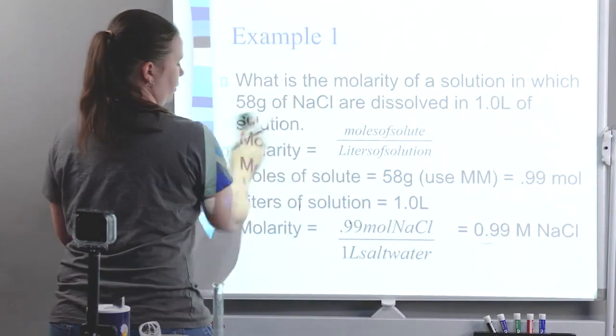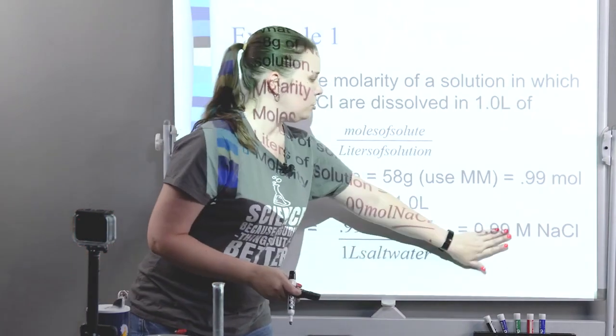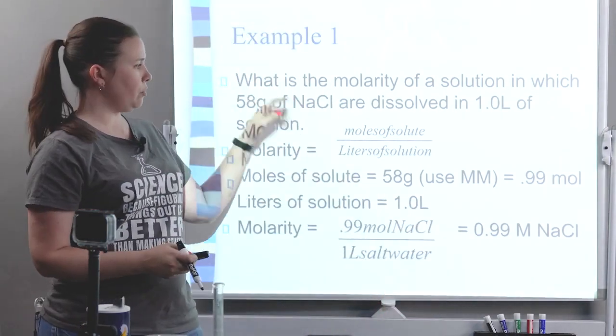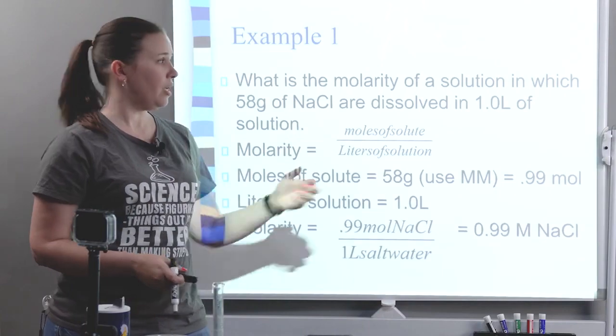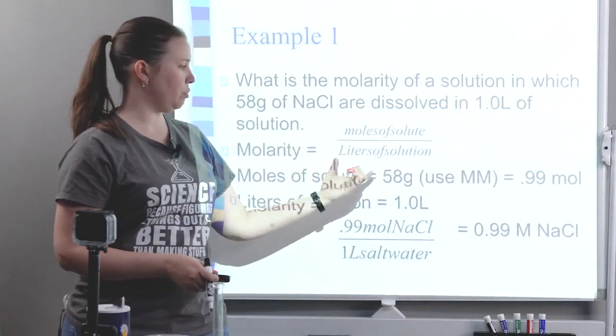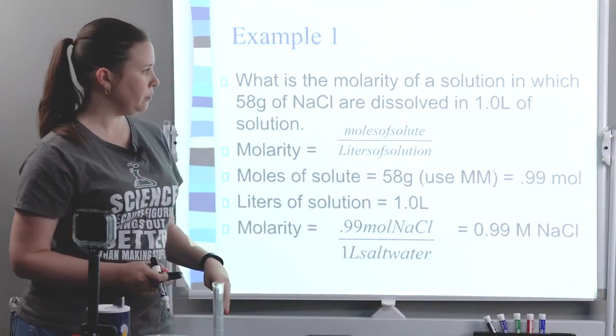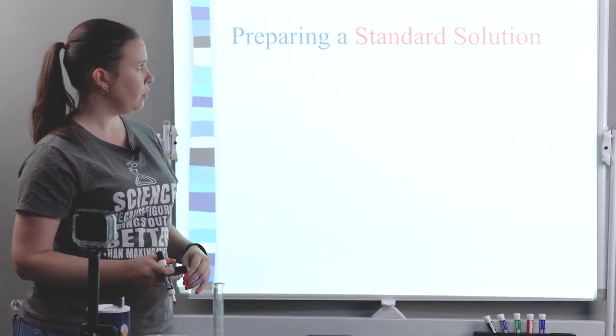So just like with some of our other types of concentrations, the main thing is to be careful of your units. You want to make sure that you convert grams into moles for the solute. And say they did give you milliliters or some other number of liters, you want to make sure that you've got it in liters of solution when you divide by liters on the bottom. And that'll give you molarity.